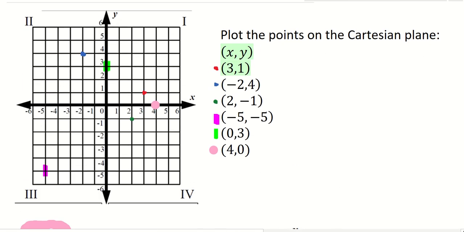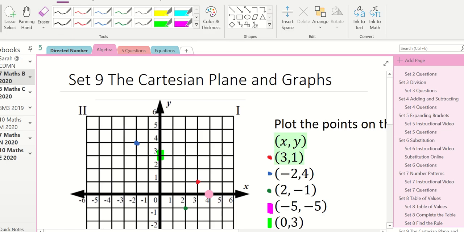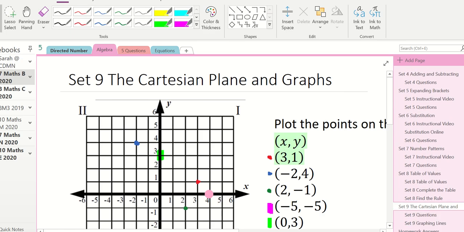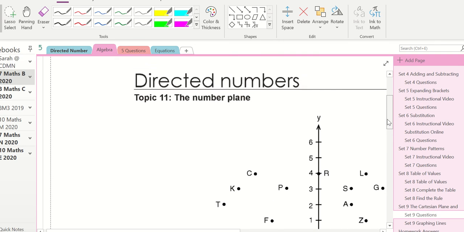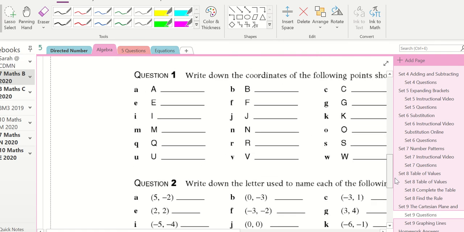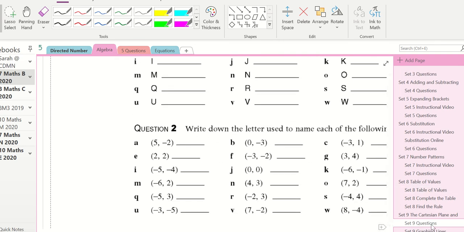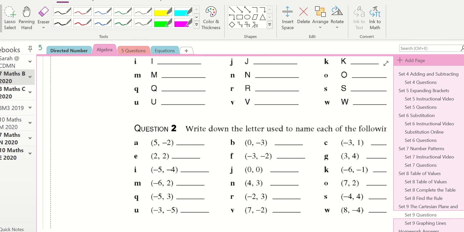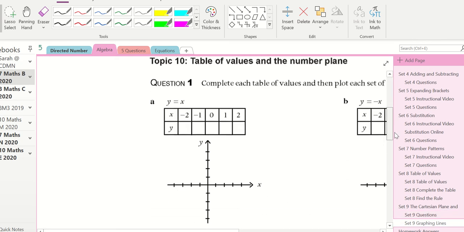You guys can go ahead now and do set 9 questions. So you'll find that there are a couple of, here we go, set 9 questions. You can tell me what all the coordinates of these points are, and then write down the letter for each of these, and you can graph me some lines.